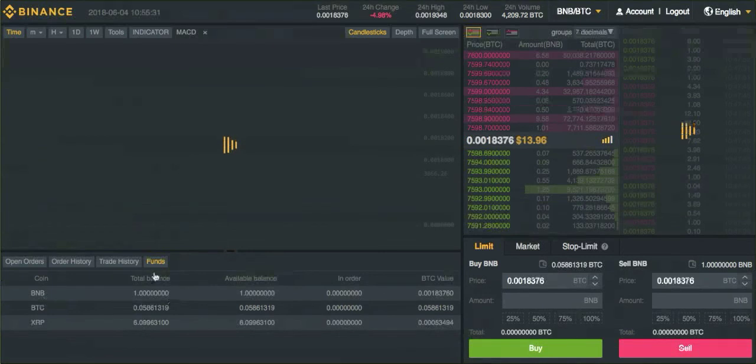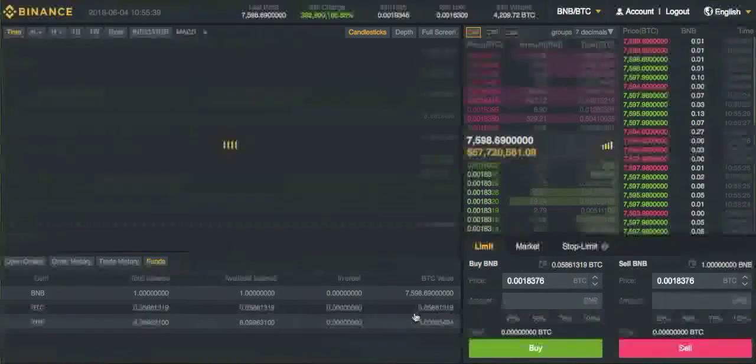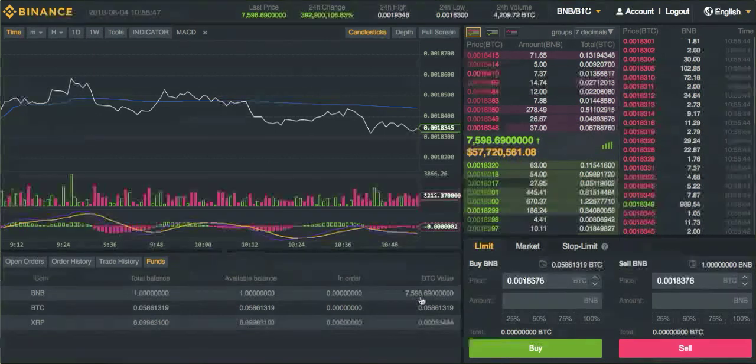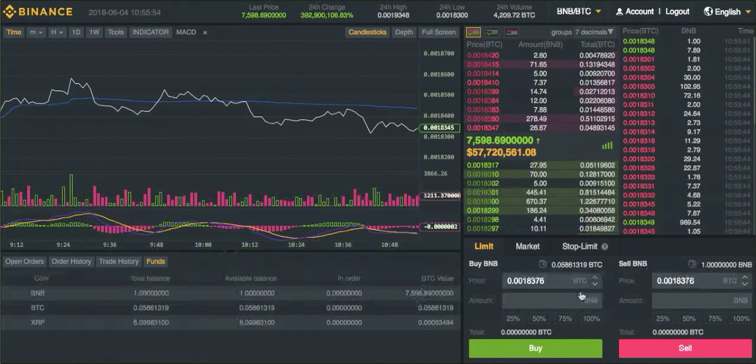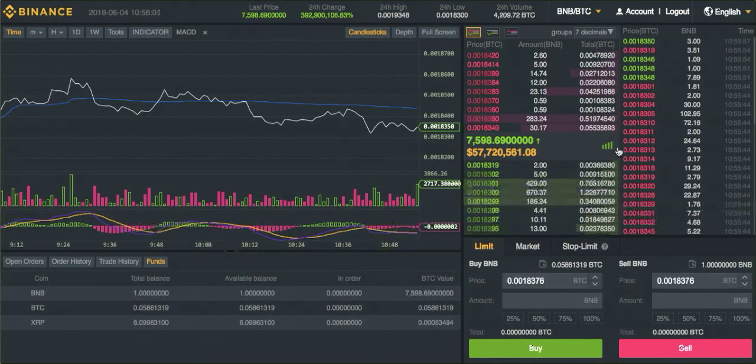I don't have a lot in this trading account. You can see my balances here. Not really much, but it's some money, right? BTC value, that's a lot, isn't it? So let's see how you can trade. It's beautiful, isn't it? Look at all these balances.